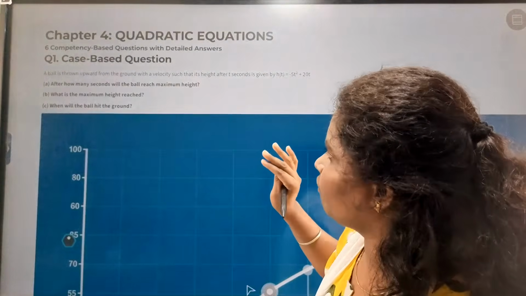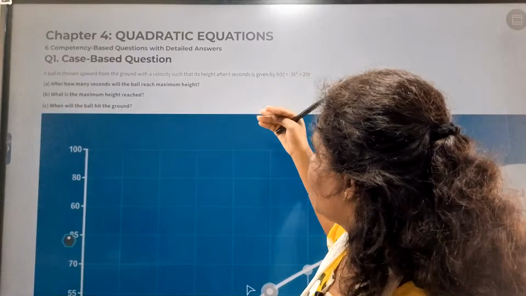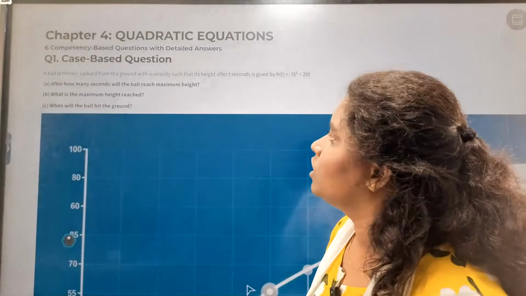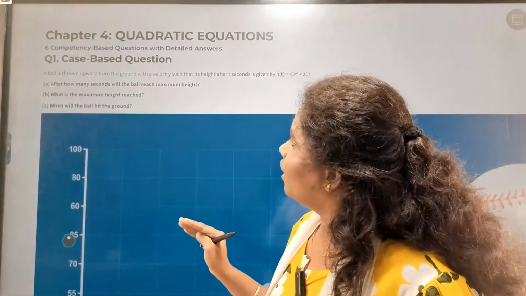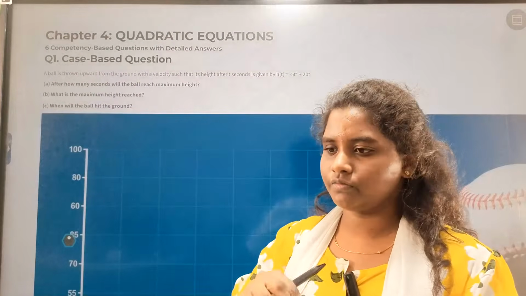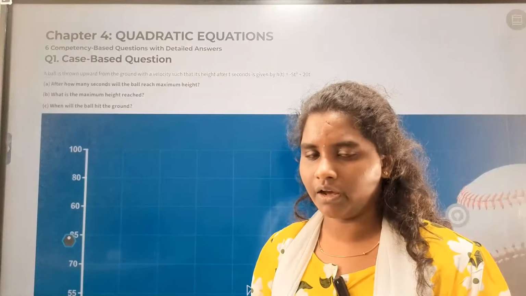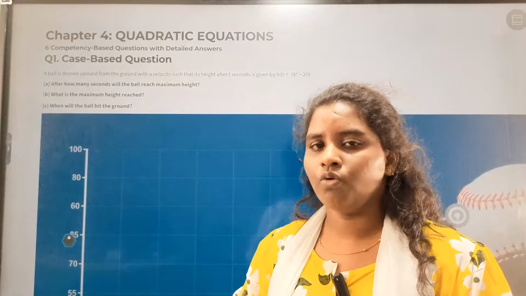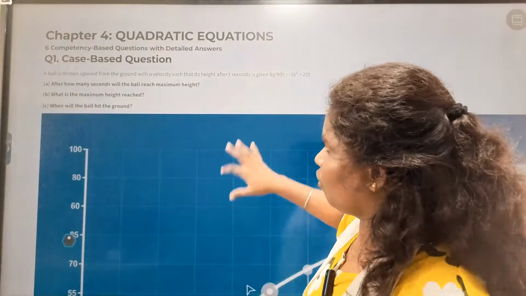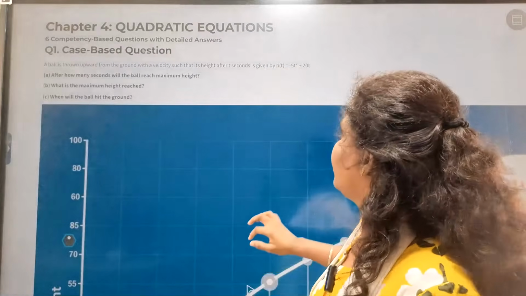Under this concept, we have a case-based question. A ball is thrown upward from the ground, and its height after t seconds is given as h of t is equal to minus 5t square plus 20t. Here we have to find after how many seconds the ball will reach maximum height. If t is equal to 1, in 1 second, and what if it's 2 seconds, how high does it reach? We have to find the maximum height of the ball after a few seconds. So here it is given as h of t is equal to minus 5t square plus 20t.